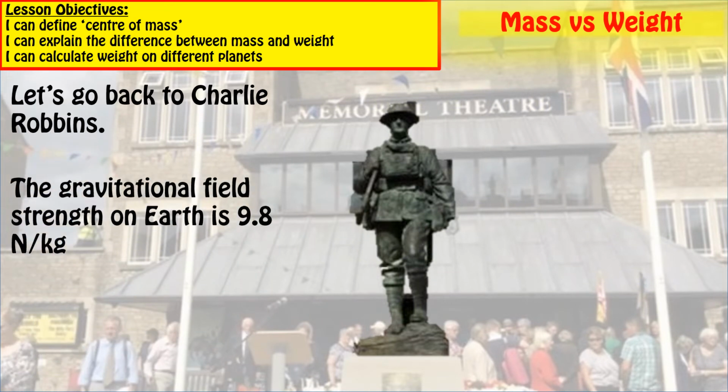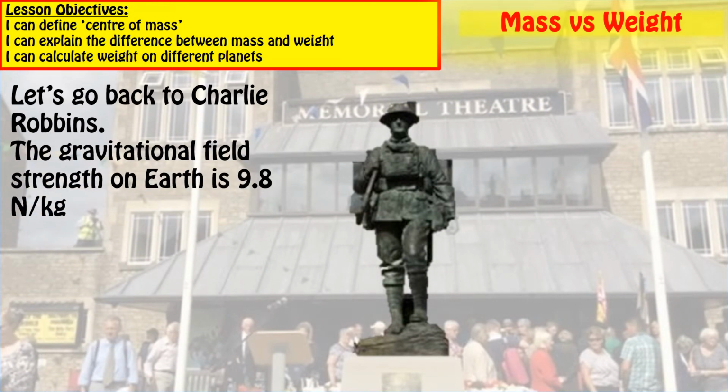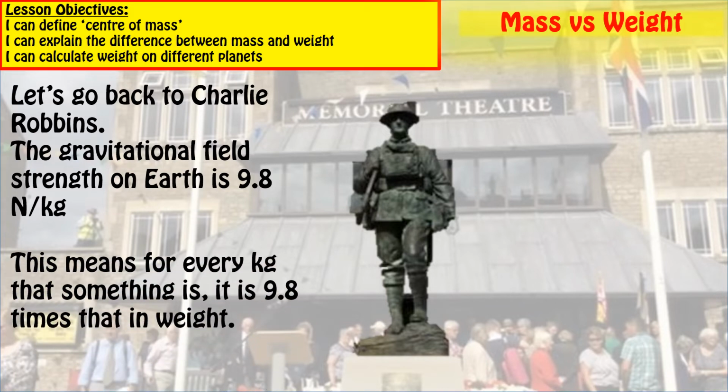So let's go back then to Charlie Robbins. Now on Earth, the gravitational field strength, or g, is 9.8 newtons per kilogram. And this means that for every single kilogram that something is, it is 9.8 times that in weight.